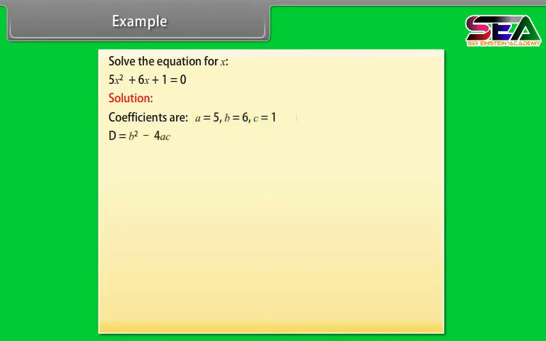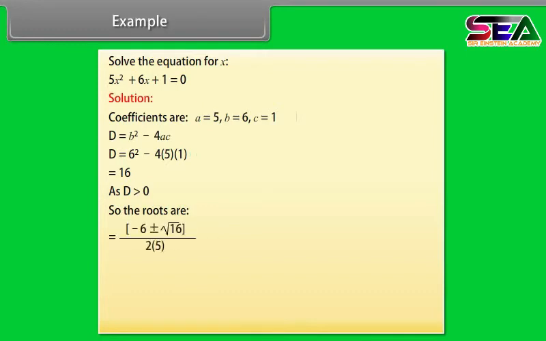D is equal to b square minus 4ac. D is equal to 6 square minus 4 into 5 into 1 is equal to 16, as D is greater than 0. So the roots are x is equal to minus 6 plus minus under root 16 by 2 into 5 is equal to minus 6 plus minus 4 by 10. On solving, we get x is equal to minus 1, minus 0.2.